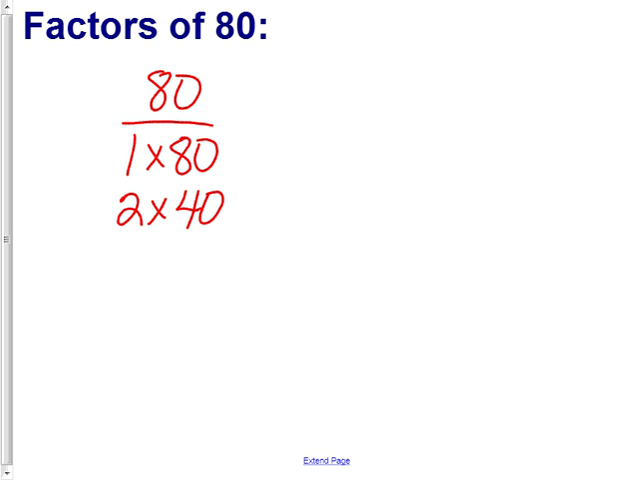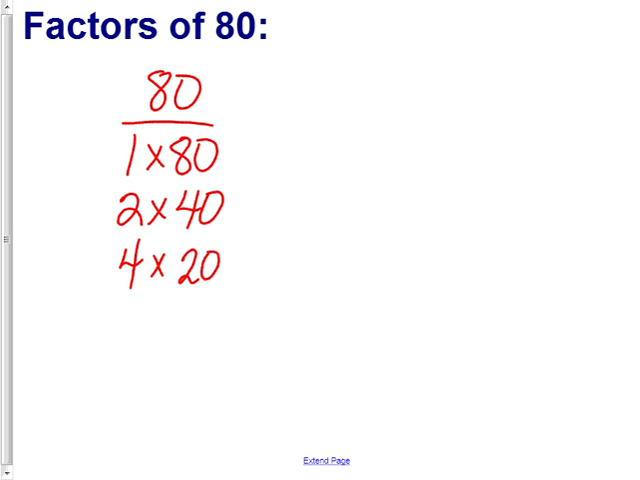Does 3 go into 80? No, it doesn't. Let me tell you a trick for knowing whether 3 goes into a number. Add together the digits of the number you're trying to figure out. 8 plus 0 is 8. Does 3 go into that? No, so it won't go into 80 either. So 3 doesn't go into 80. 4 does, though. 4 times 20.